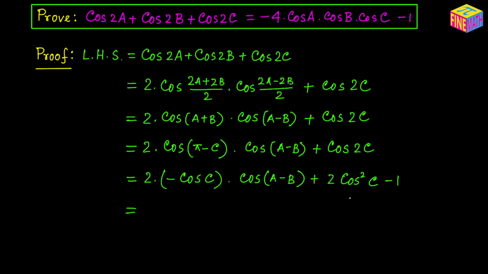So if you look at the first two terms, we have a common factor there. Our common factor is 2 times cosine of c. In fact, what I am going to do, I am going to take negative 2 times cosine of c as the common factor. So negative 2 times cosine of c times, what else we have here? Well, we have cosine of a minus b and then of course minus cosine of c and then minus 1.